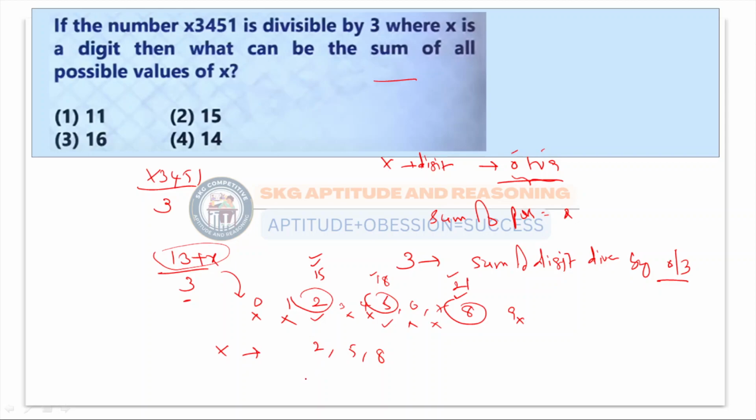What are they asking in the question? The sum of all the possible values of x. So we need to add all these values. If I add all these values, it will be 15. So the sum of all the possible values of x will be 15, which is presented in option 2 here. Let us go for the next question.